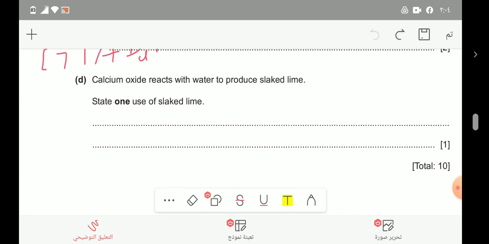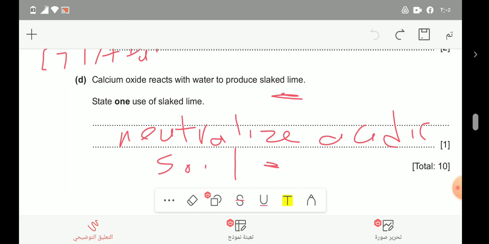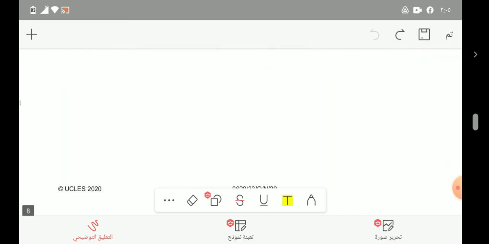Calcium oxide reacts with water to produce slaked lime. State one use of slaked lime. To neutralize acidic soil. It reduces the acidity of the soil.